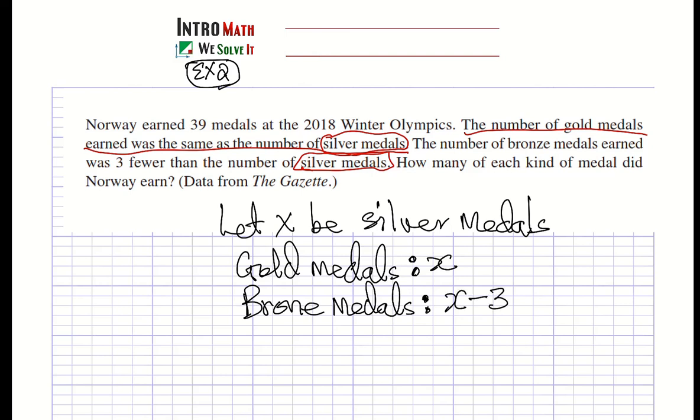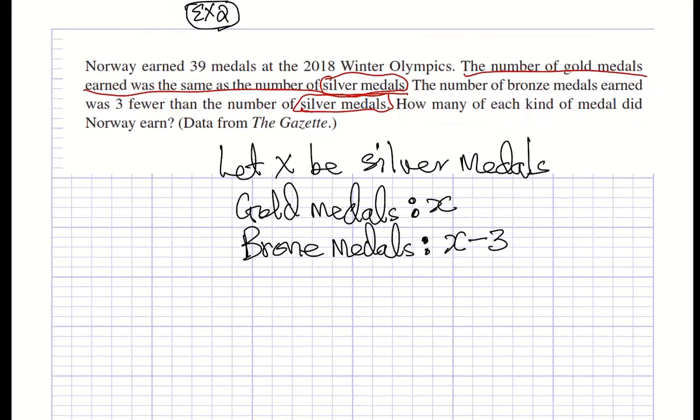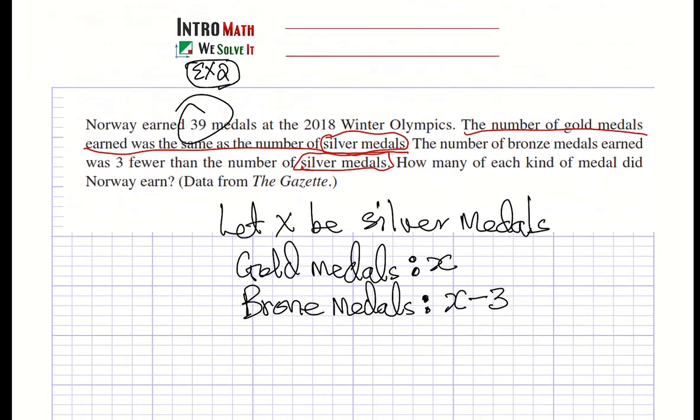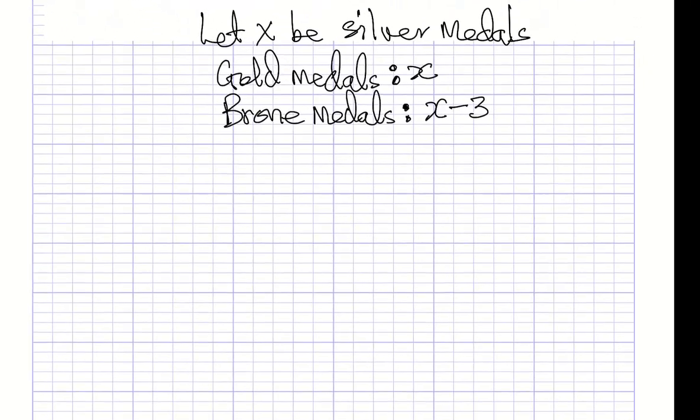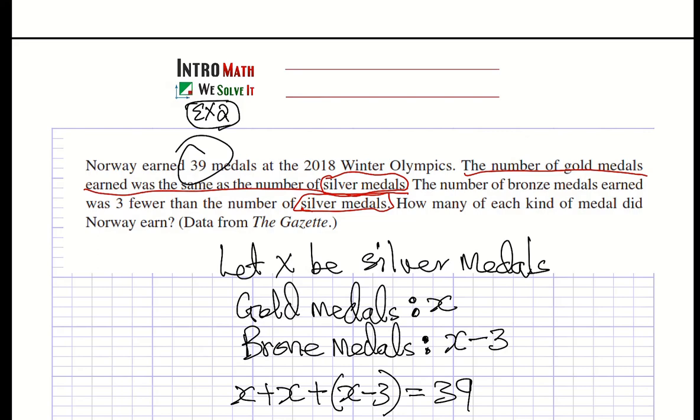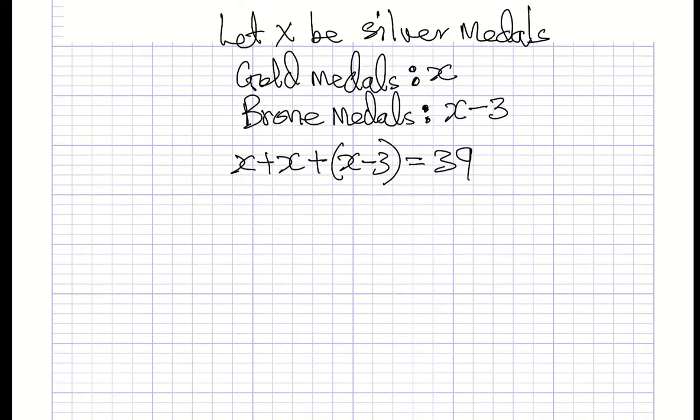That's 3 like that. Okay, that's all. So with that, the total, what was the total? 39. So basically the problem is solved. So you say x plus x plus x minus 3 is equal to 39, right? That's 39. Yeah, 39. That's the equation you need to solve there.